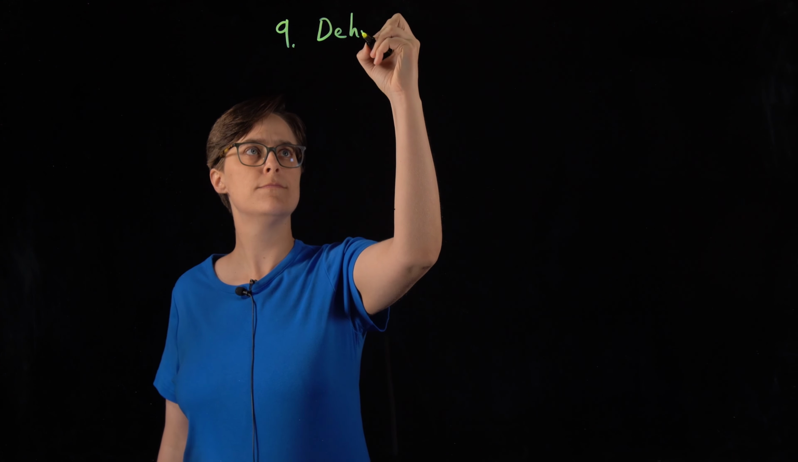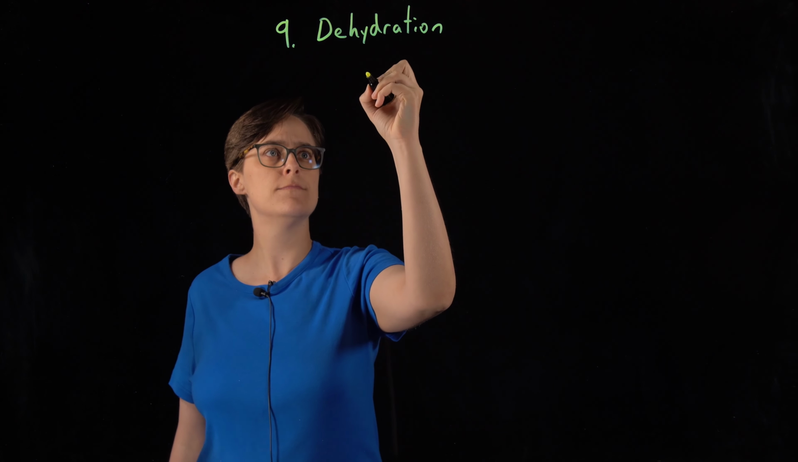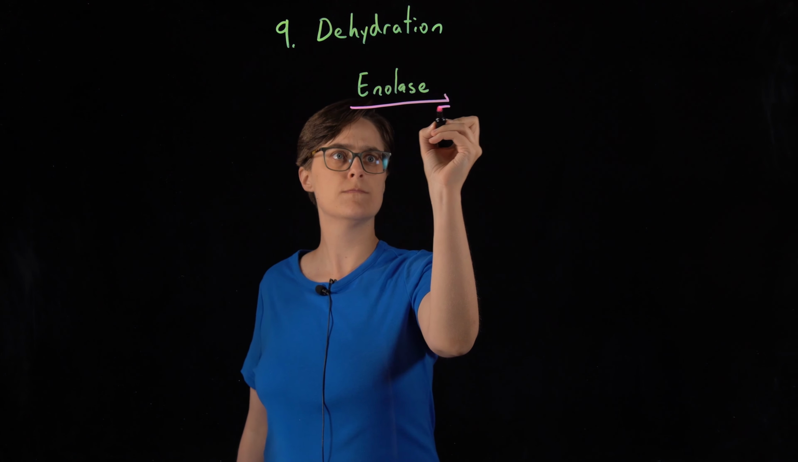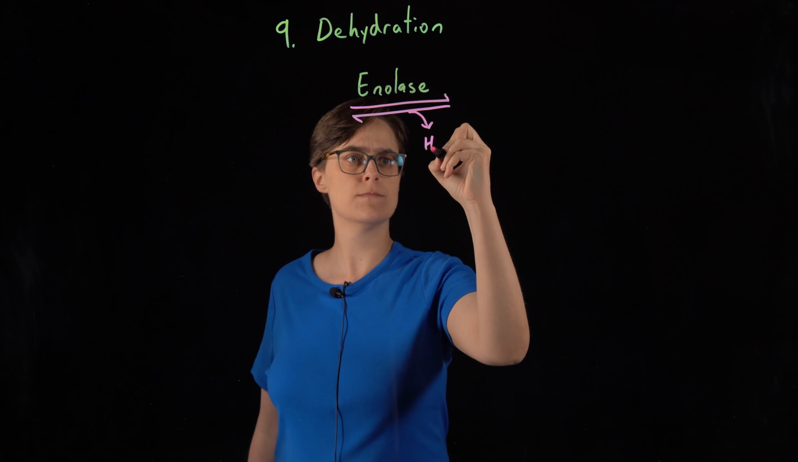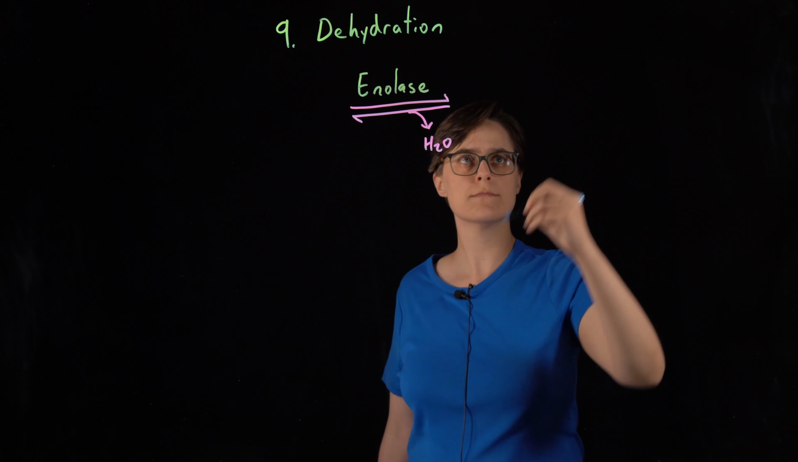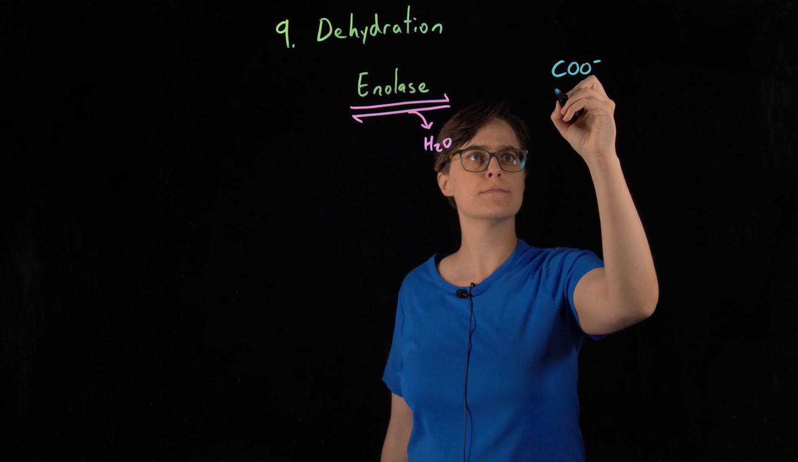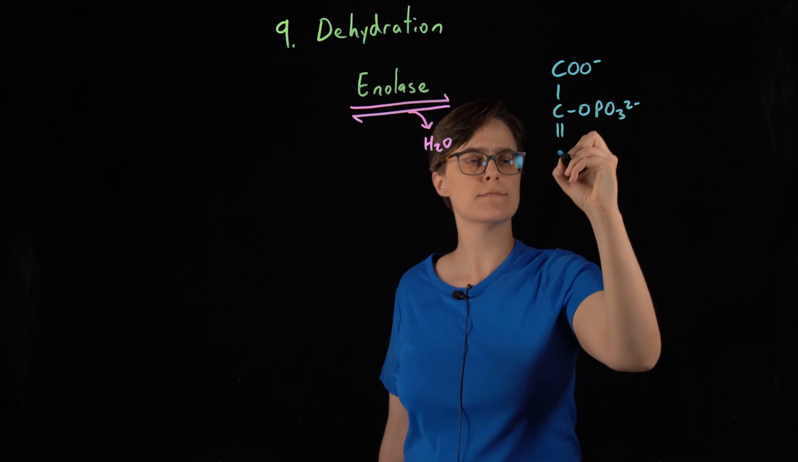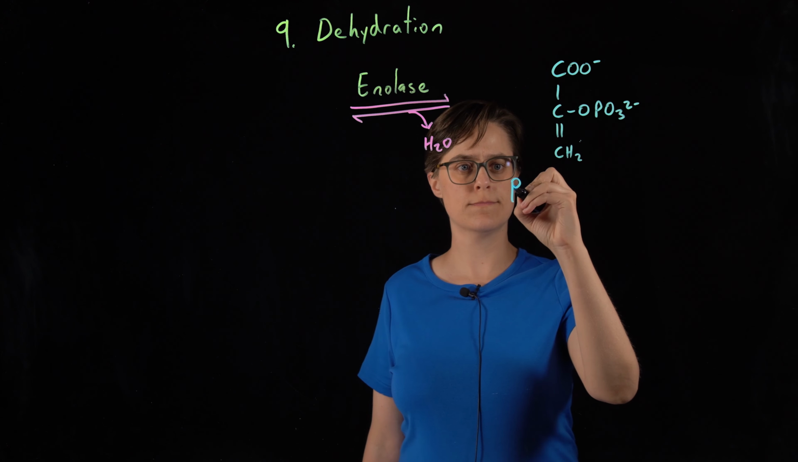Step 9 is a dehydration reaction, meaning we're getting rid of some water. So this is catalyzed by enolase. It's a reversible reaction, so you're seeing 2 directional arrows. And we are also producing a water. Our product is phosphoenolpyruvate.